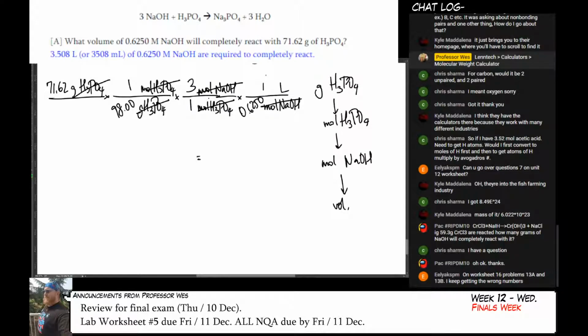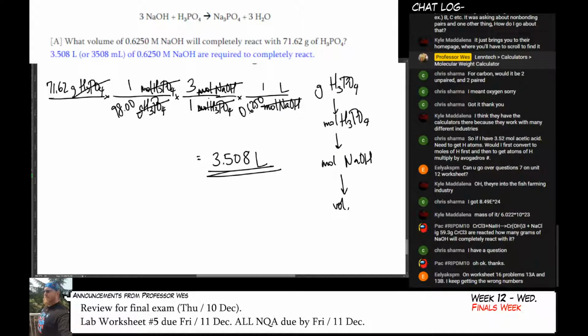We'll punch it all in the calculator. 71.62 times 3 divided by 98 times 0.6250. I have 3.507 9 liters. So actually 3.508. Which is the answer that is shown on the screen. So that is how you do that one.